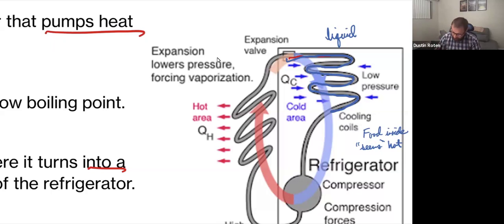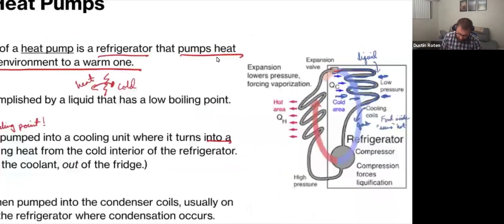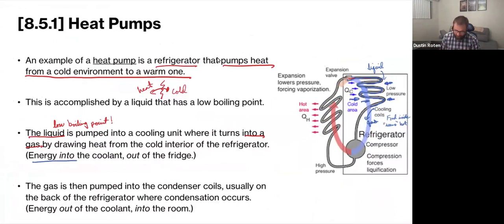So it starts as a liquid, leaves as a gas, because it took that energy in. It took the energy in from the cold refrigerator, but because the boiling point is so low, it's going to boil anyways. So this is energy into the coolant that we're using and out of the refrigerator. Now that gas, since it goes in as a liquid but comes out as a gas, is then pumped into condenser coils. That's usually on the back of the refrigerator.